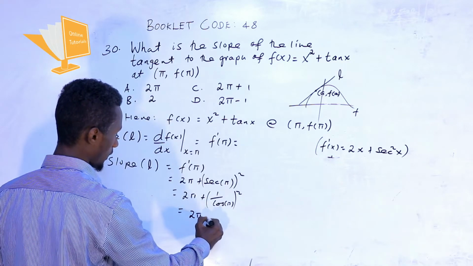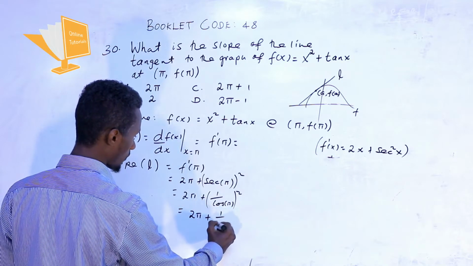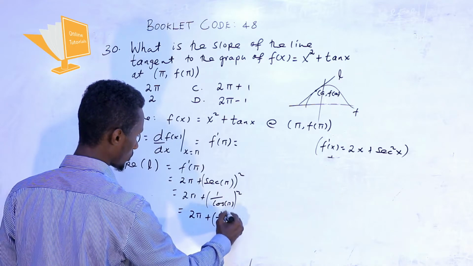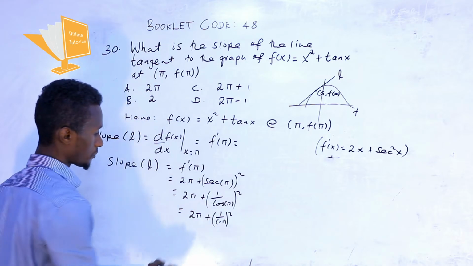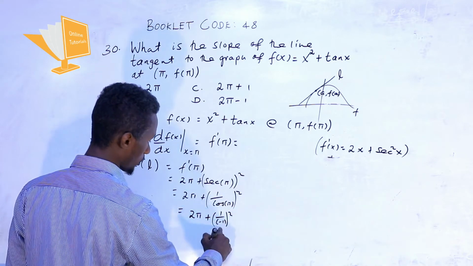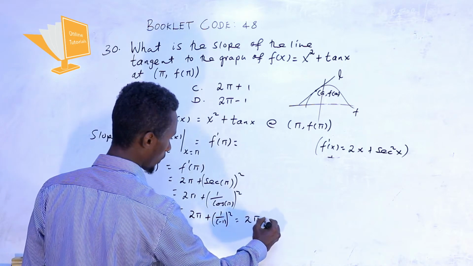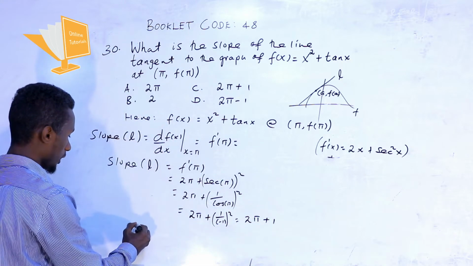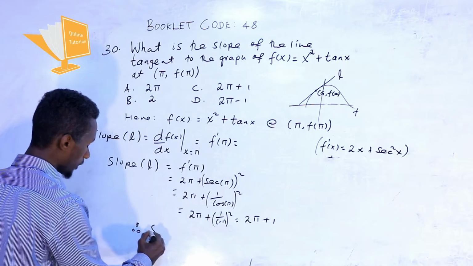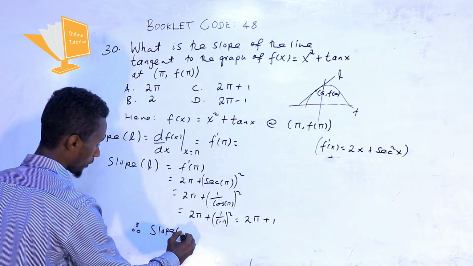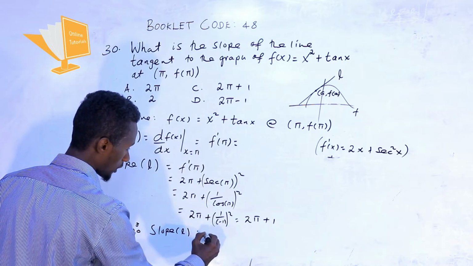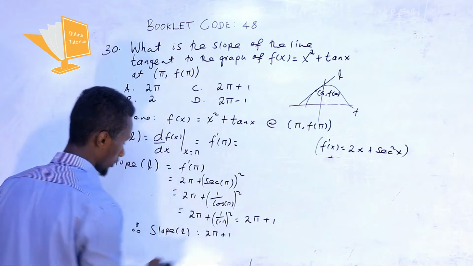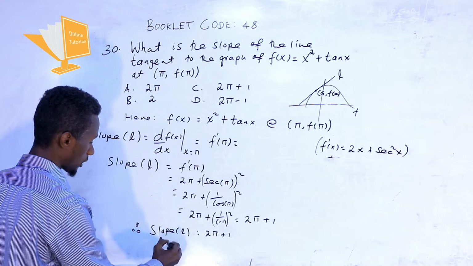2 pi plus 1 over minus 1, the whole squared. Cos pi is minus 1, and when squared it becomes positive, so this becomes 2 pi plus 1. Therefore the slope of line L is 2 pi plus 1.